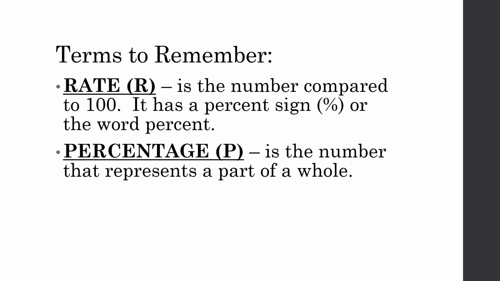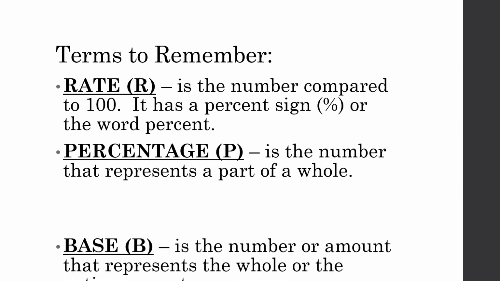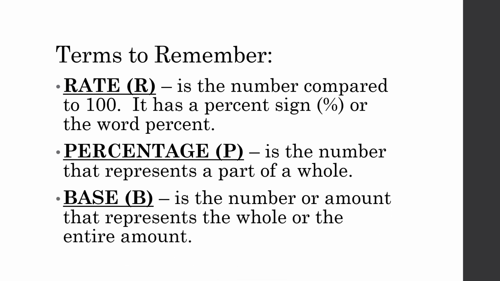The next element is percentage. Percentage is the number that represents a part of a whole. The third element is the base. Base is the number or amount that represents the whole or the entire amount. In solving or in finding percentage, base, and rate, we are going to use the triangle method or the so-called Tetchan's triangle.